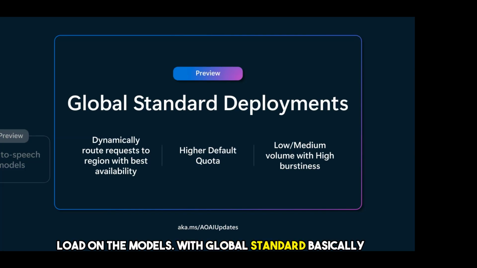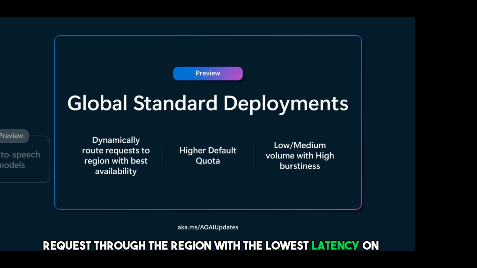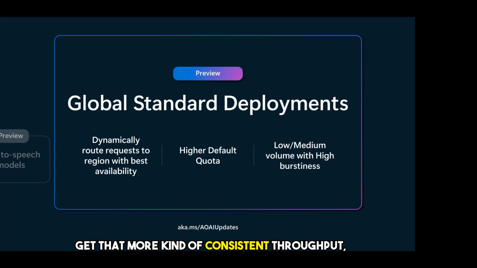With global standard, it basically gives you a global endpoint for your model. It's only available with GPT-4 at the moment, but you can point at the global endpoint, and then Microsoft will dynamically load balance your request to the region with the lowest latency on the model. So basically the lowest load. And so you get that more consistent throughput, better latency on your requests.